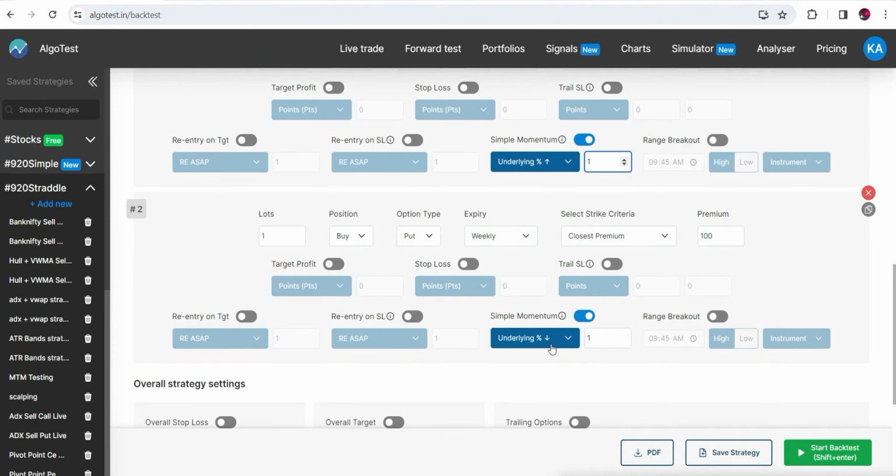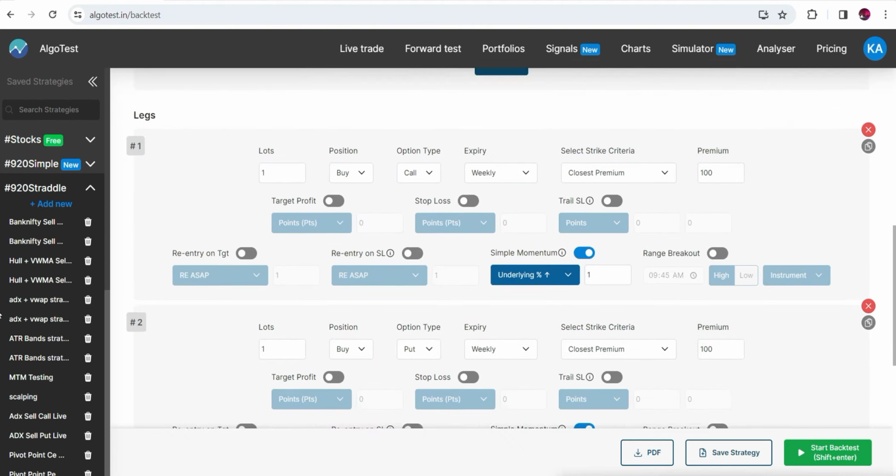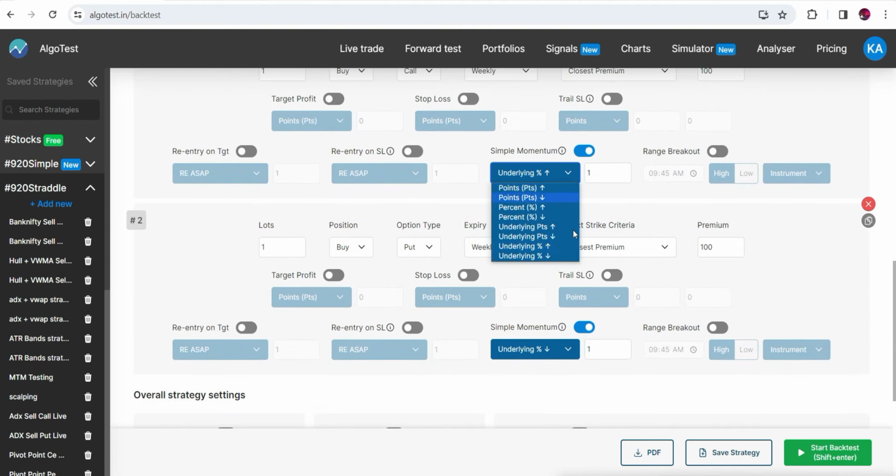So this is how the underlying percentage feature works: it simply calculates points as a percentage of the price we selected at 920. We can select 930 here, then it will select the price of 930. Why I selected 920 here is because in the morning there is a high chance of momentum. Also in the last 1 to 2 hours before the market ends, there is momentum too, so you can select that time also. If there is momentum, you can backtest that strategy.